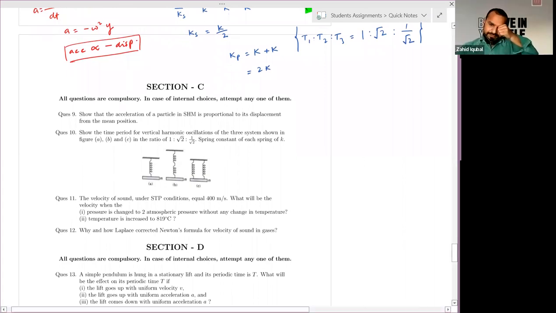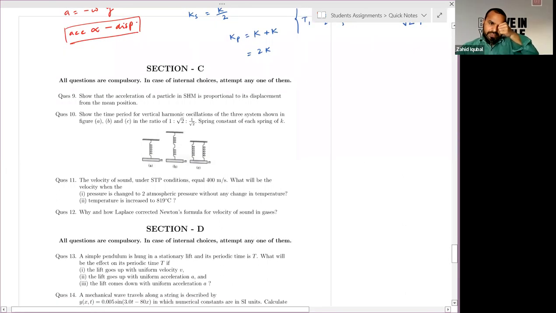Question number 11. Velocity of sound at STP. STP means standard temperature and pressure, where temperature will be 0 degrees Celsius and pressure will be 1 atm. So velocity of sound at this condition is 400 meters per second. What will be the velocity when pressure changes to 2 atm without changing its temperature?